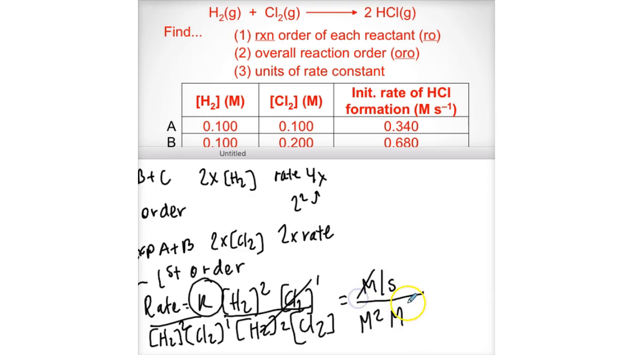This molarity cancels with this molarity. So what you're left with is 1 over M squared. So 1 over M squared is the same as M to the negative 2 power. And this seconds is 1 over seconds, so it's also inverse. So these are the correct units for the rate constant. Okay, and that's basically a recap or a summary of what we learned in 7.4.